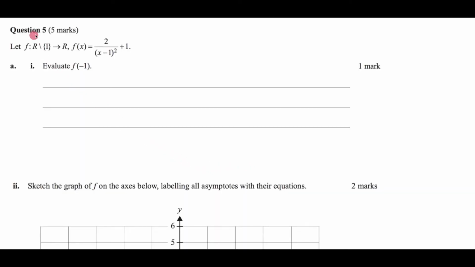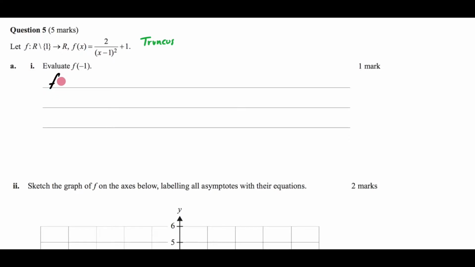We are working through question 5, and in question 5 we've been told we're dealing with f of x, which is equal to 2 over (x minus 1) squared plus 1. Now hopefully you can immediately identify what this is. Just in the back of your head you should be thinking, hey, that's a truncus. Okay, so the very first thing we actually need to do is simply evaluate it for when our x is equal to -1. So let's do that now.